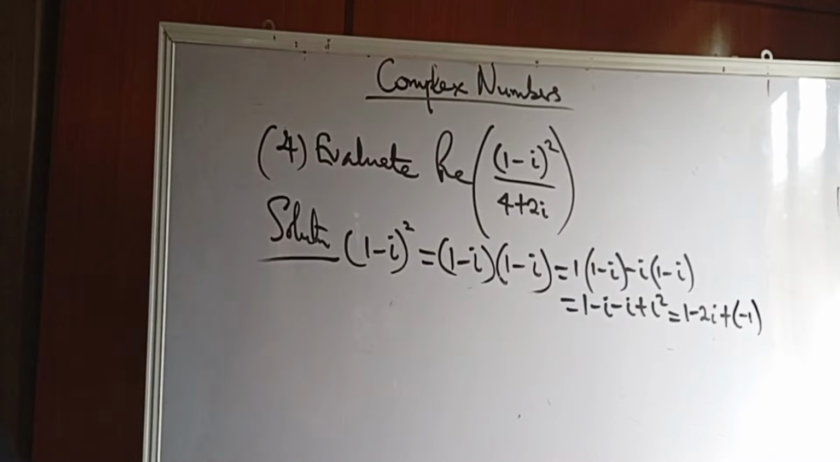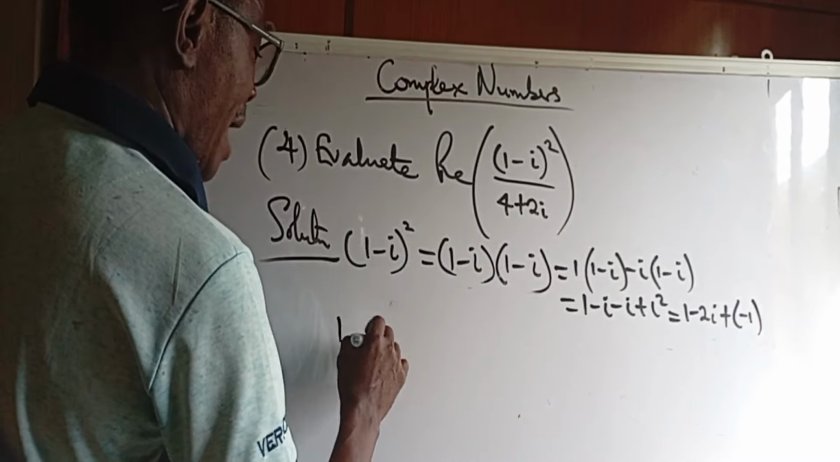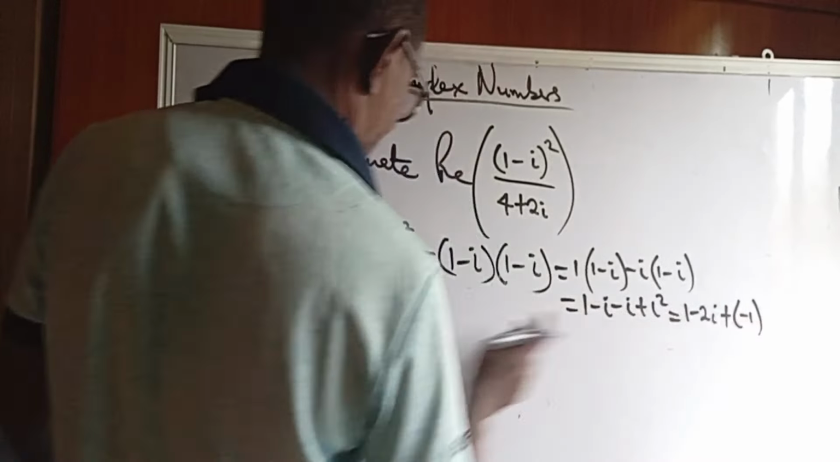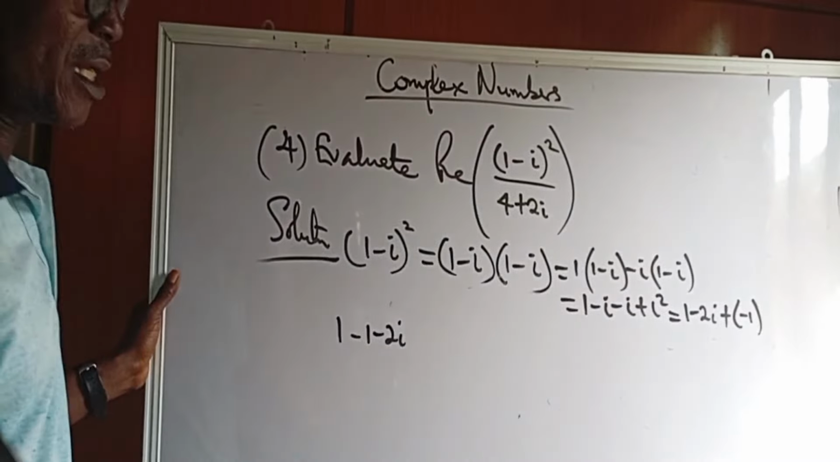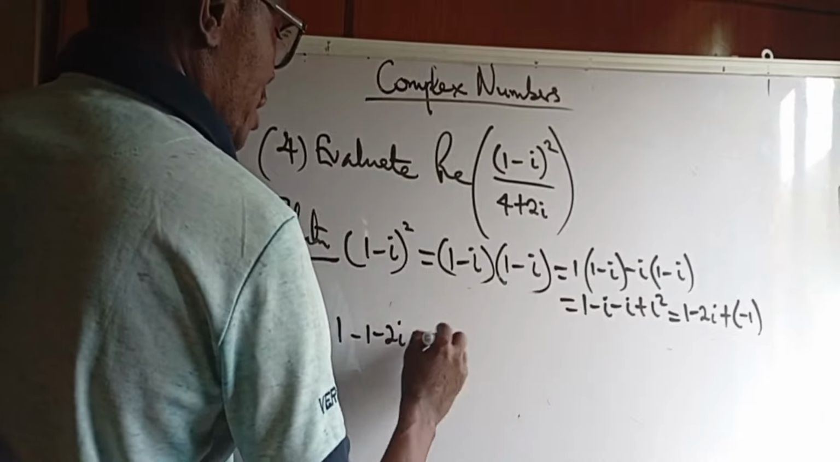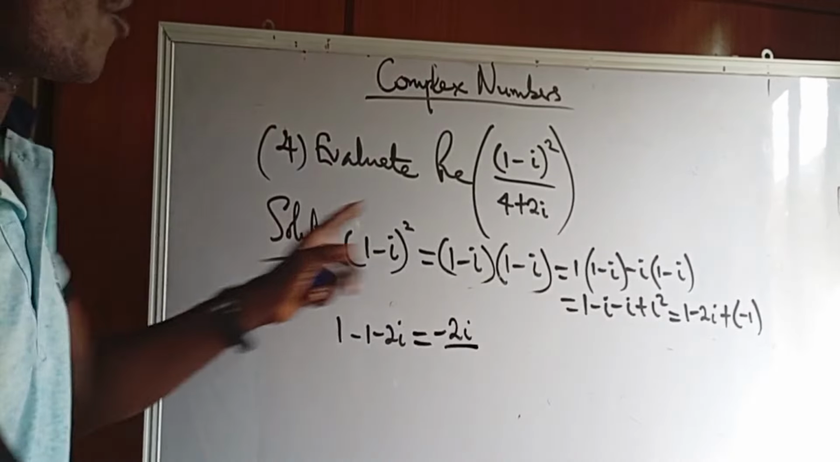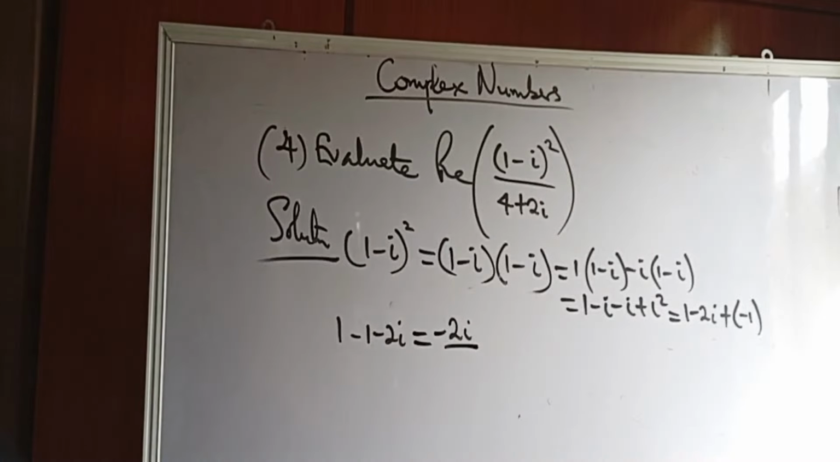So that will make 1 minus 1 minus 2I, because plus times minus is minus. So 1 minus 1 cancels out, and you have minus 2I. So the value of 1 minus I all squared is minus 2I. Fine, we have gotten that.